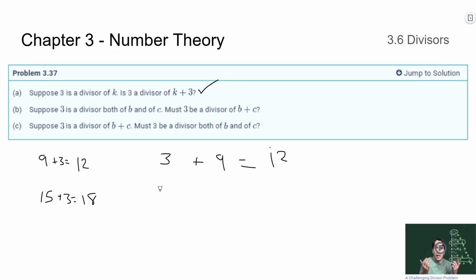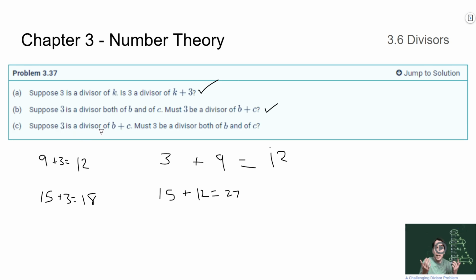Let's do another example. Let's say 15 plus 12. That's 2 multiples of 3. And we would get 27, which is another multiple of 3. And we also talked about this in multiples. If we add 2 multiples together, then it's still going to be a multiple of whatever number we're talking about. So the same thing holds for this. It's the same rule, but we're talking about divisors instead of multiples, and it still holds true for divisors.